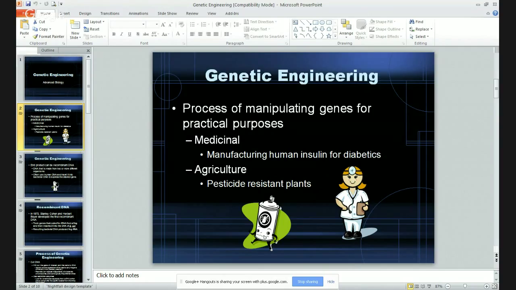And usually there are two reasons why DNA is genetically engineered. The first is for medicinal reasons, trying to create some sort of product that we need in the medical community. One of the more well-known is making human insulin for diabetics. We've actually been able to have bacteria produce this by inserting human genes.